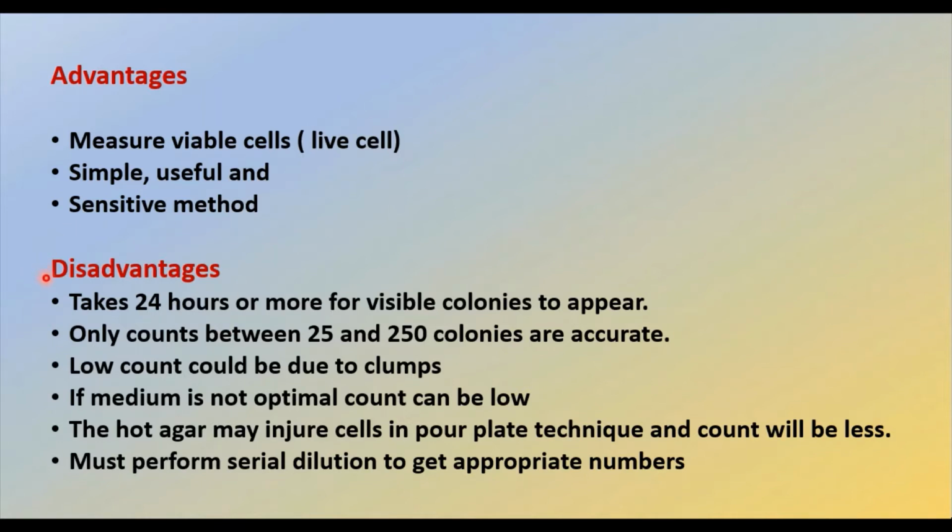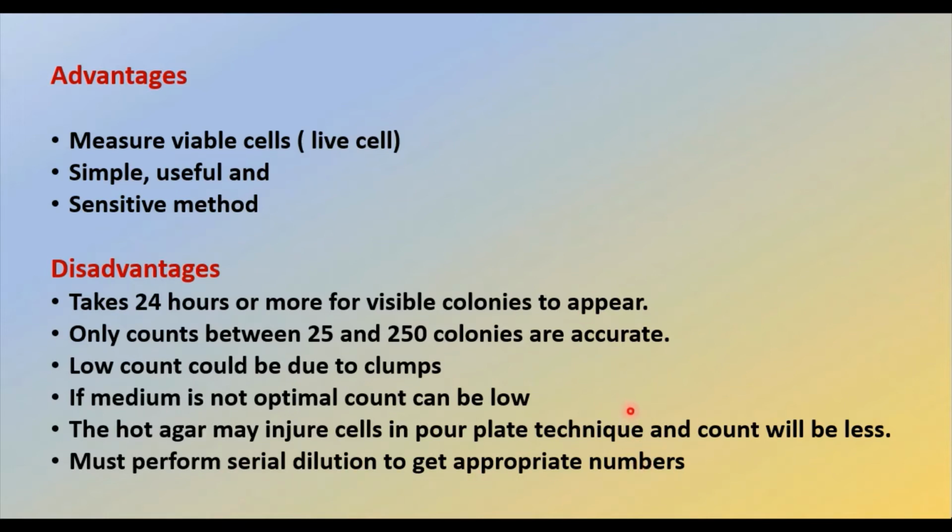Then coming to the disadvantages, the main disadvantage is that it takes 24 hours or more for visible colonies to appear, and only counts between 25 and 250 colonies are accurate. A low count could be due to clumps, and if the medium does not have optimal conditions, obviously the count will be low. And the hot agar that we are using may injure the cells in the pour plate technique, and the count will be less.